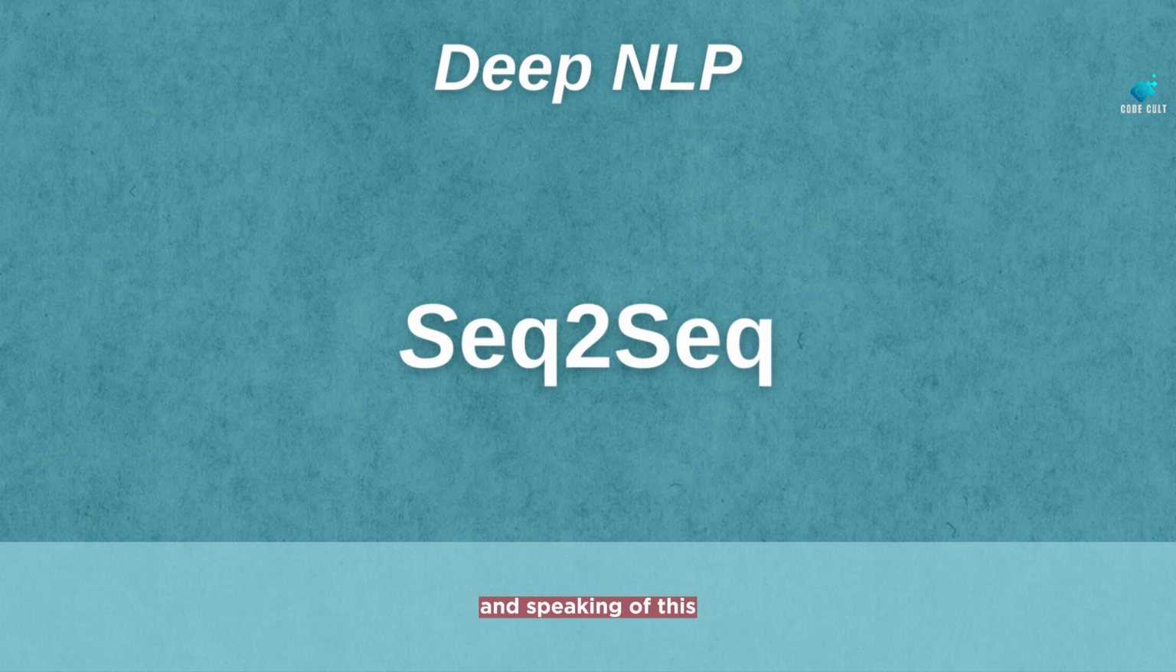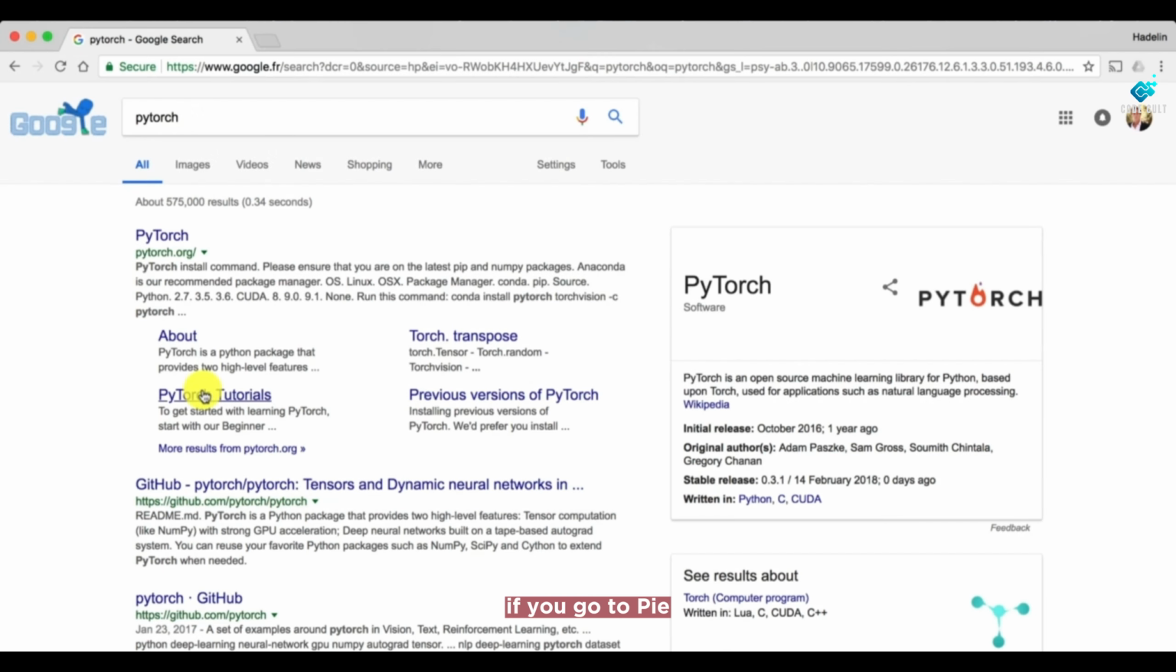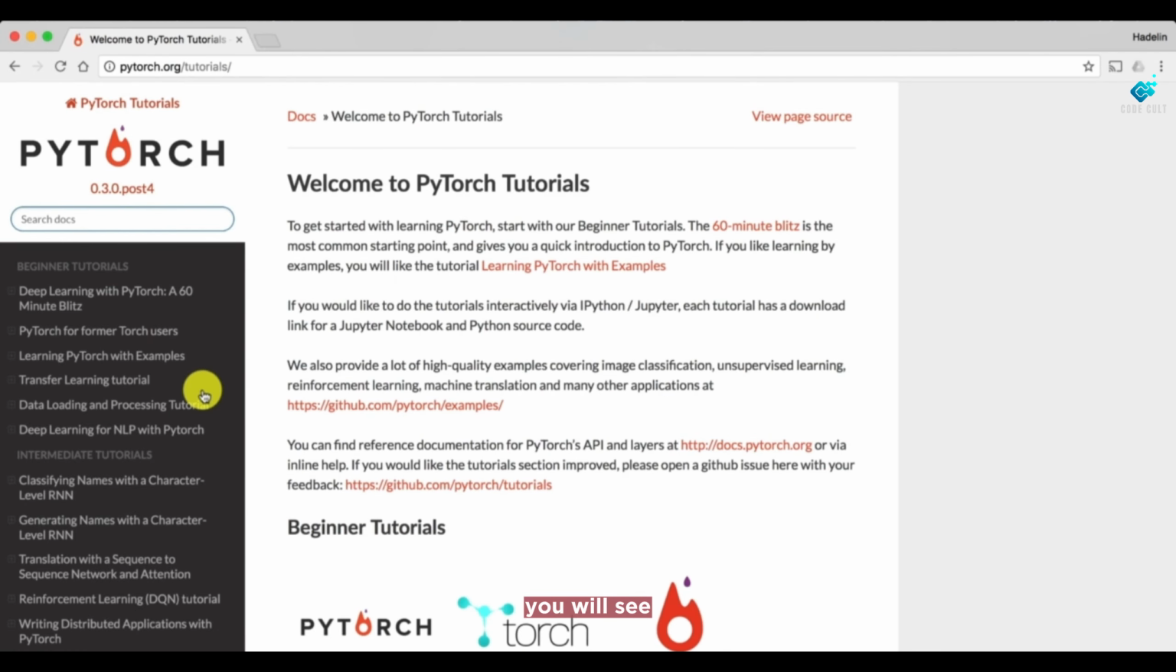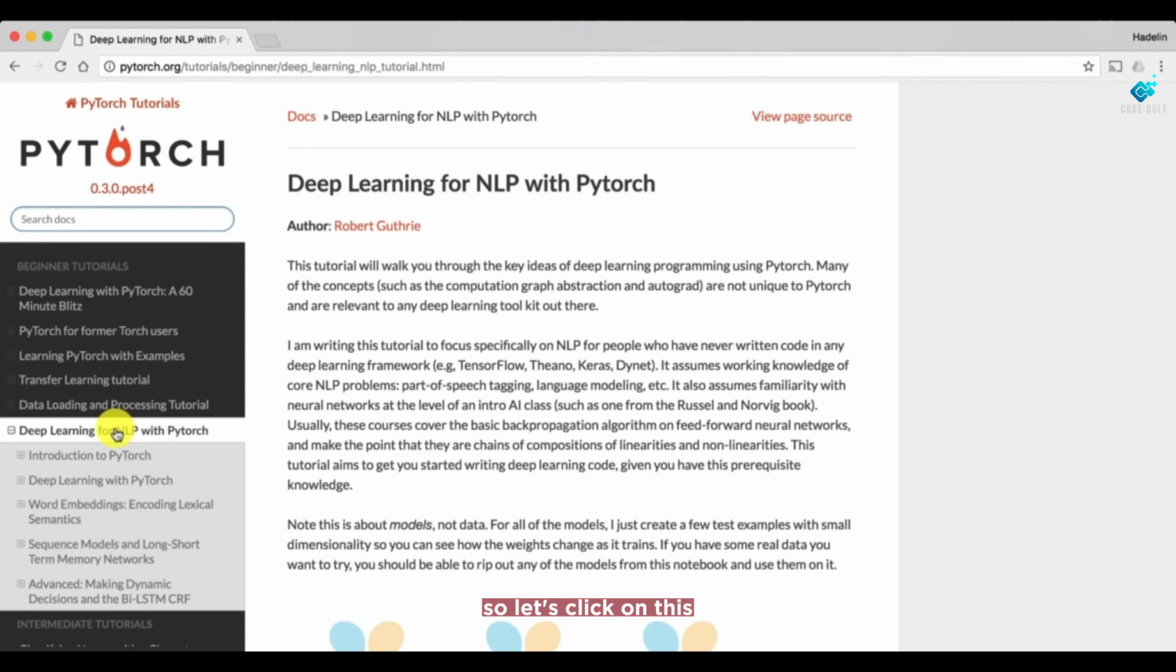And speaking of this, I'd like to recommend an amazing platform to use to build not only deep learning models, but also AI models, and of course, deep NLP models. If you go to PyTorch tutorials, you will see in the documentation an implementation of deep learning for NLP, which is exactly what we were talking about, deep natural language processing. So let's click on this, and you'll have a great explanation on deep learning for NLP with PyTorch, one of the most powerful.